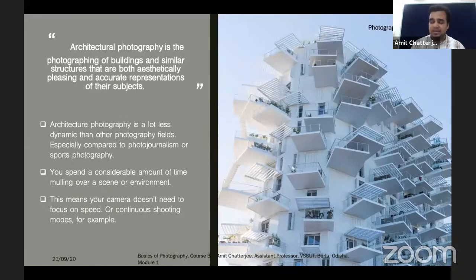So the angle and understanding of the particular building is required, and what you want to showcase to your audience or to your client is also required. You spend a considerable amount of time mulling over the scene and environment. Anytime you go for an architecture photograph, you don't just go click, click, click. You have to spend some time. You need to know the special characteristics. These days we are lucky that we are in the digital world. We can take as many photographs as we can.